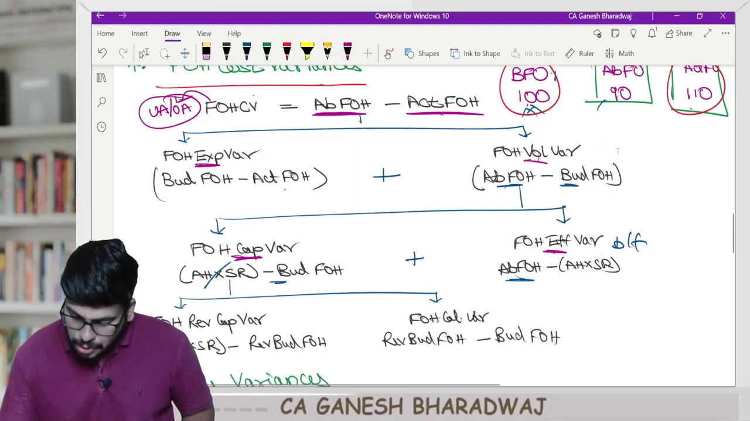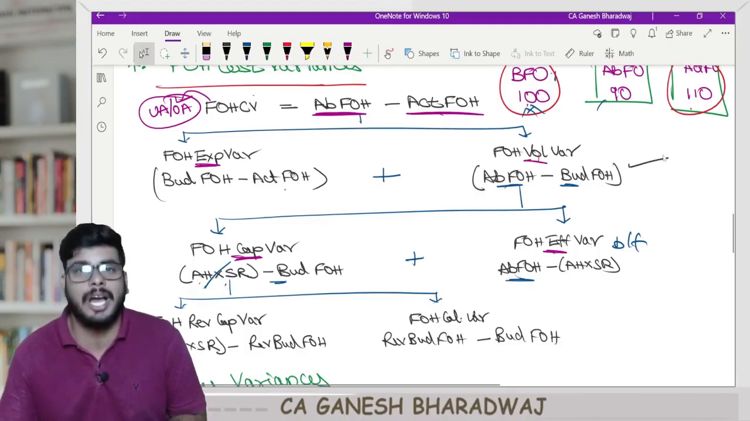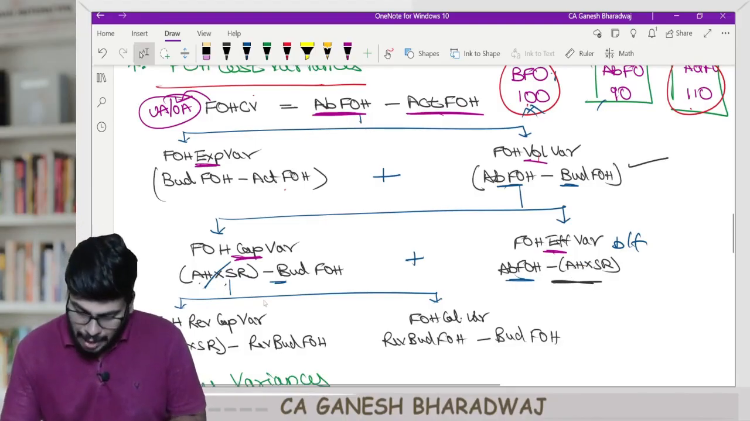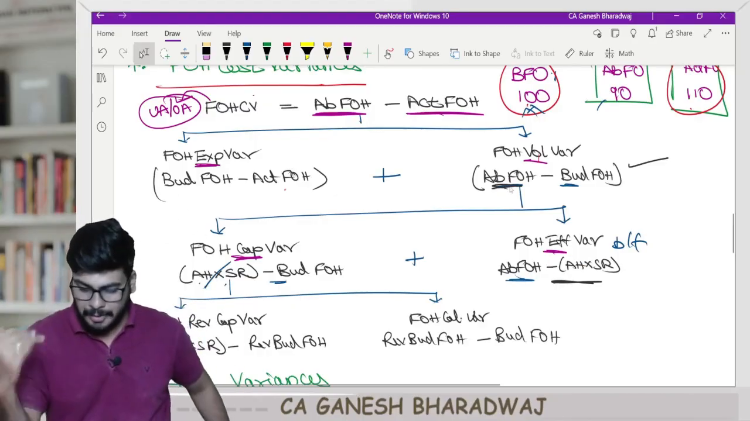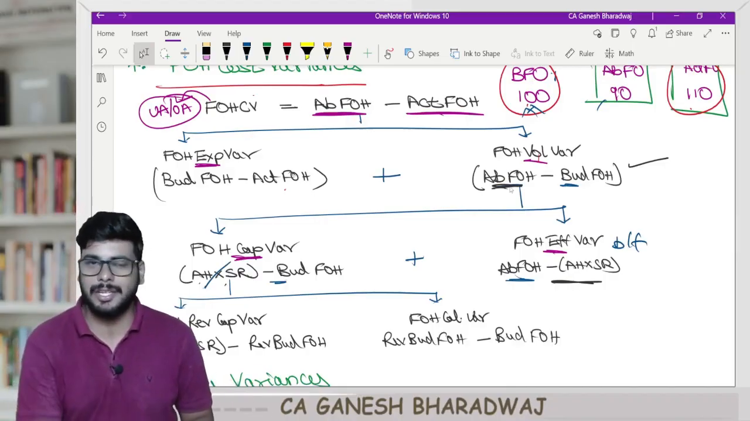Very simple. You have AH into SR, which you don't have in the topmost figure, so that needs to be removed. And now I need to introduce absorbed fixed overheads. So absorbed fixed overheads minus AH into SR gives you the efficiency variance. Are you clear with this, guys?